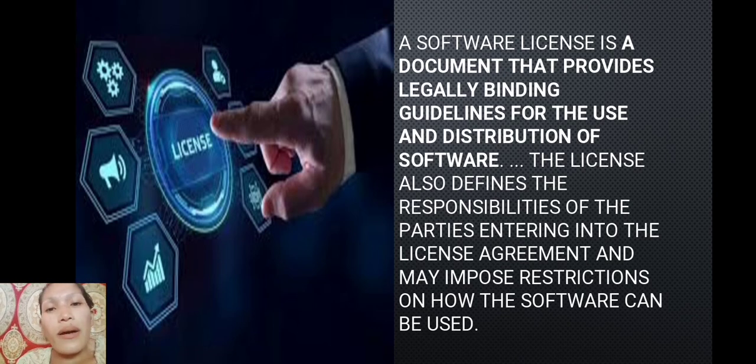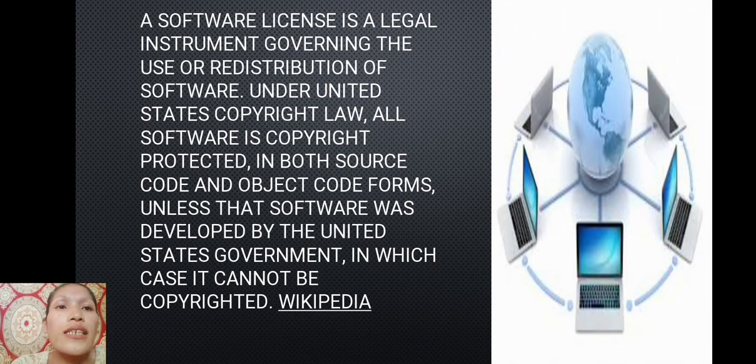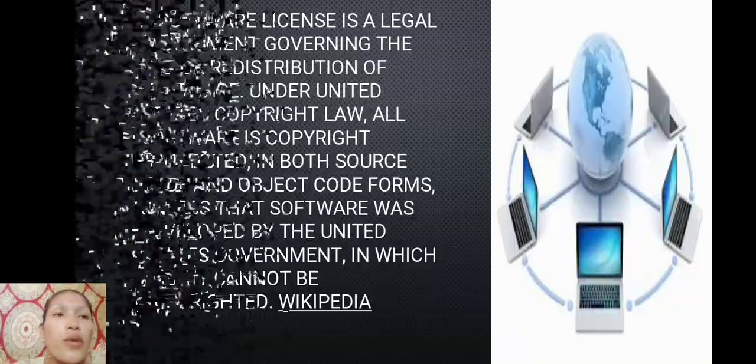So, these are guidelines, agreements, a legal document that proves who is the distributor of this software. A software license is a legal instrument governing the use or distribution of software under United States copyright law. All software is copyright protected in both source code and object code forms unless that software was developed by the United States government, in which case it cannot be copyrighted. So, our source is Wikipedia.